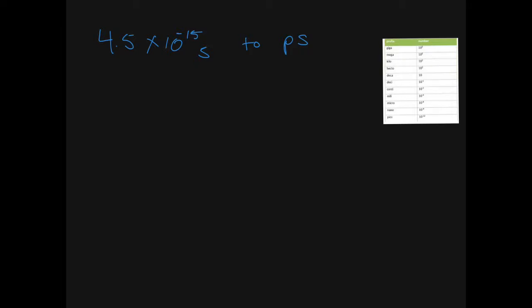For our last one here, we're going to go from seconds to picoseconds. So we have 4.5 times 10 to the negative 15 seconds. And here's pico. It's super, super, super small. So 10 to the 12 picoseconds in 1 second. We only need 1 conversion this time because our seconds cancel out. So when we put this in our calculator, we get 0.0045 picoseconds.